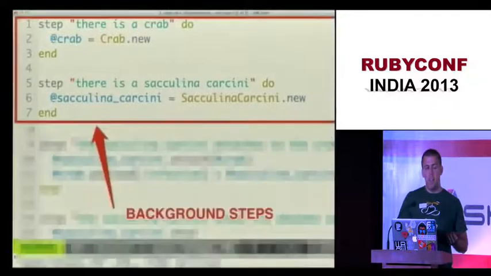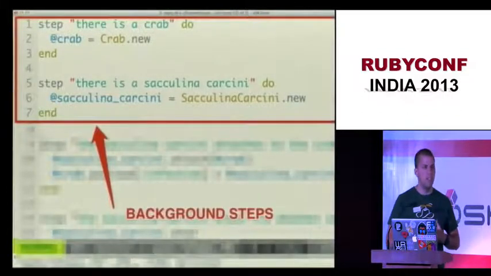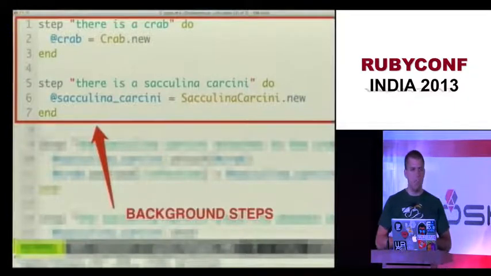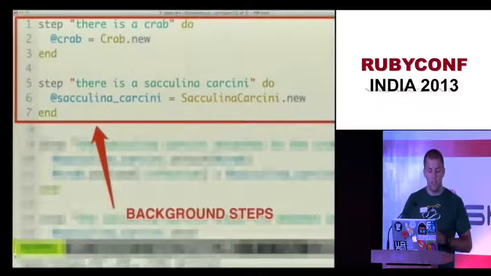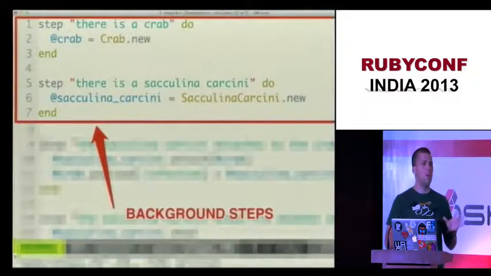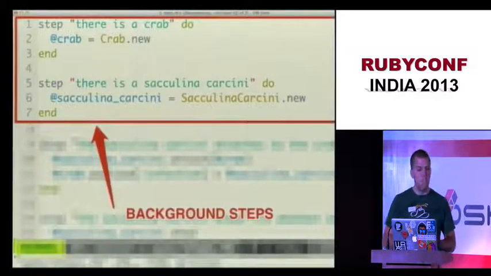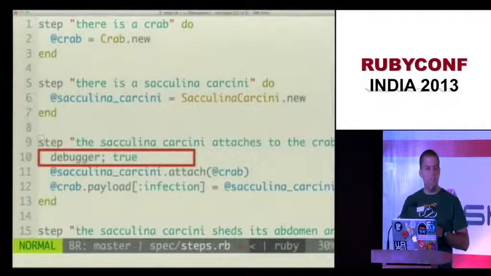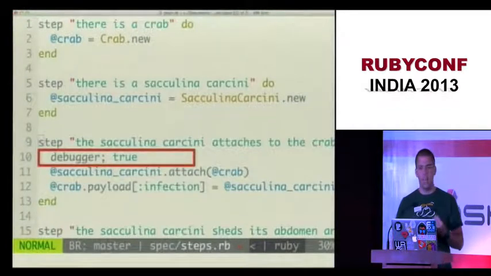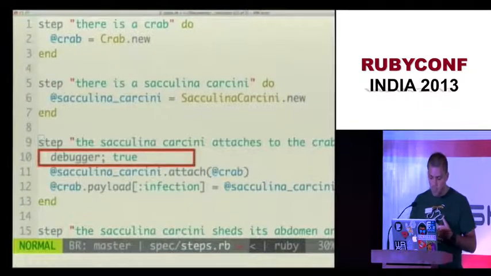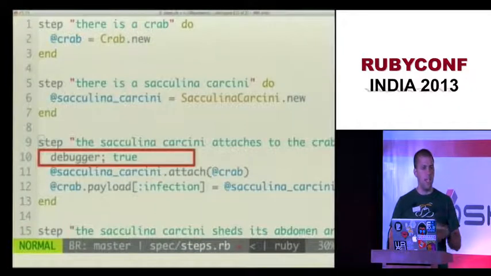Line 3 is where the background steps start. This is the setup for your Turnip feature. Taking a glance at these background steps, it's very easy to see there's not a lot of logic here. So the cause is probably not in this area of the application. There's no relationship being established between the crab and the parasite. I feel like that's a safe assumption to make. So instead, I think we need to drop it in the first step that's occurring in our feature, which is this step definition, and we're going to add it to line 10. This is the first place that the parasite, the Saccharina carcini, and the host are interacting.